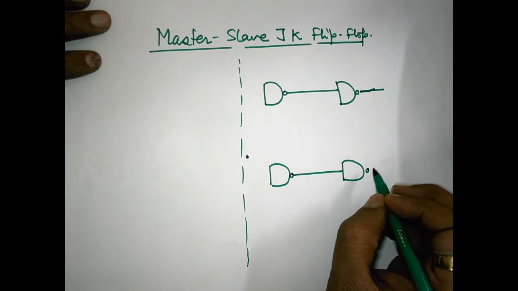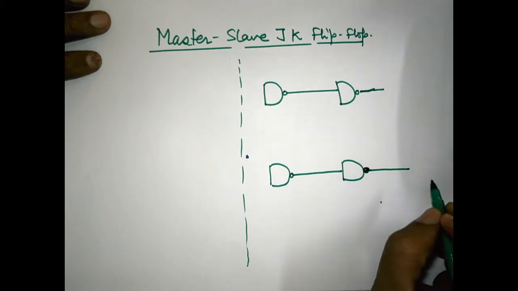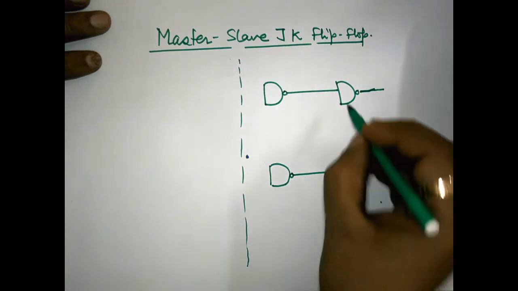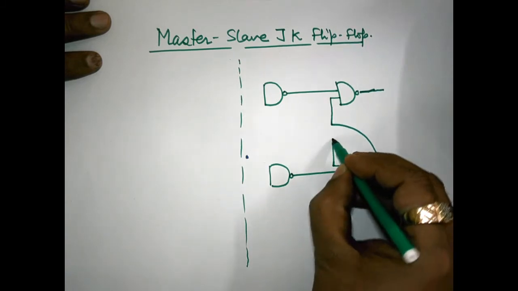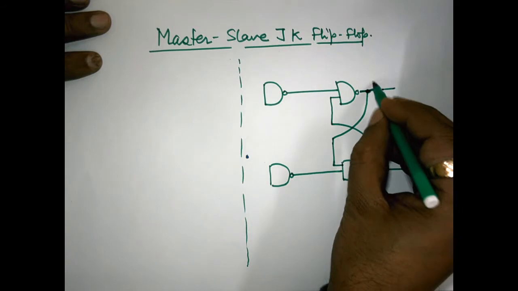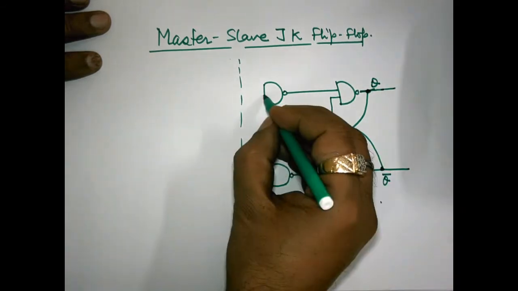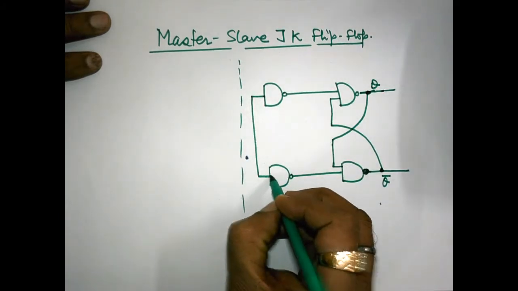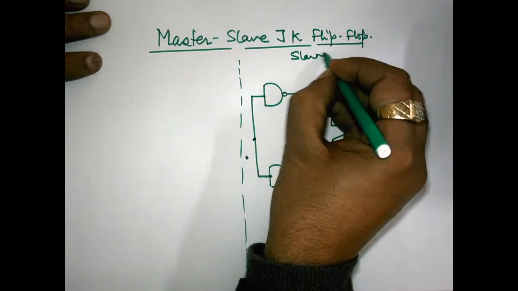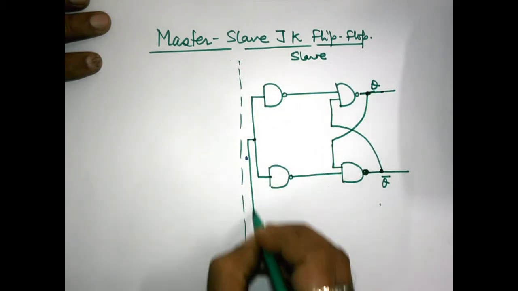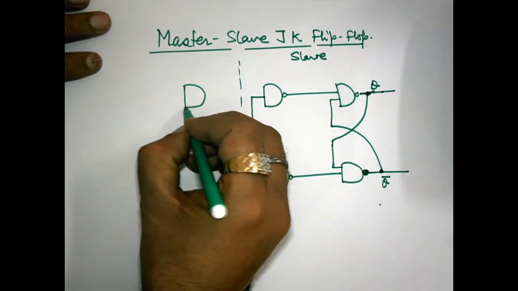Basically, to make this flip-flop we need several NAND gates, and we need at least 8 NAND gates like this. This is Q output, Q bar. This is clock input of this slave section. This section is slave section. We will connect this clock later on.